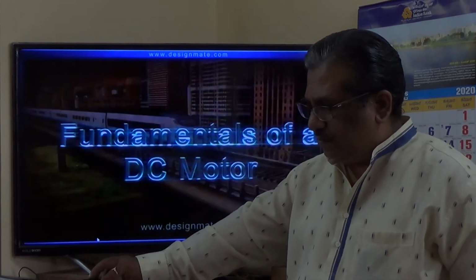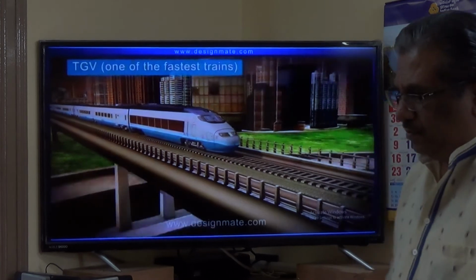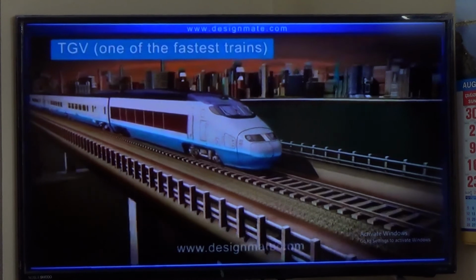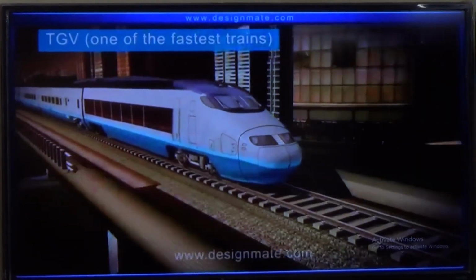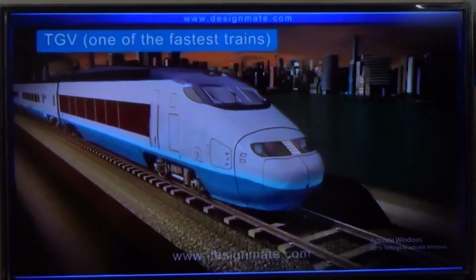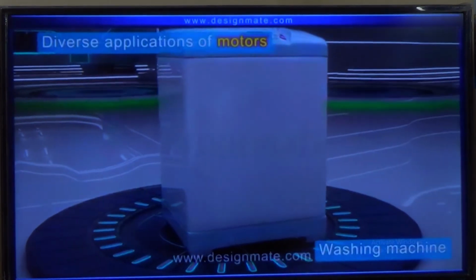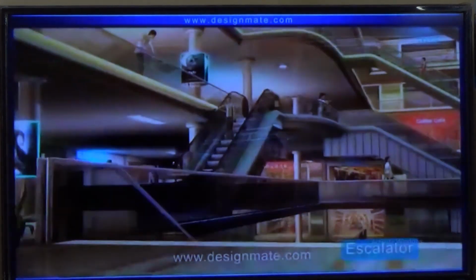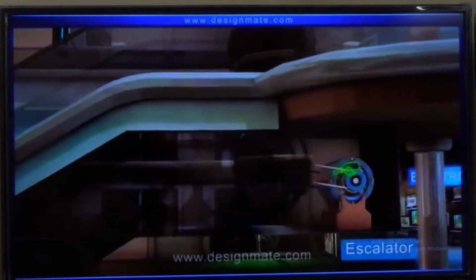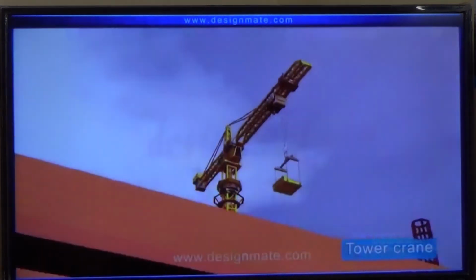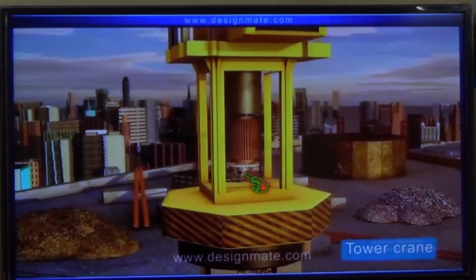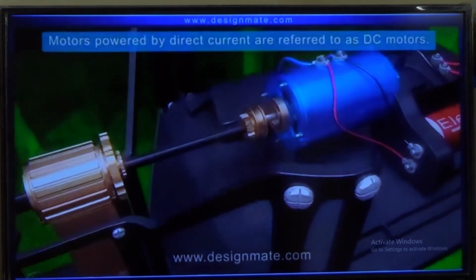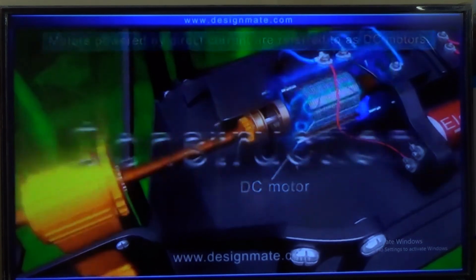Fundamentals of a DC motor. Did you know the secret behind the mind-boggling speed of TGVs, one of the fastest trains in the world? It is the use of electric motors, not only in the transport sector. Electric motors find their application in areas as diverse as household appliances, commercial complexes, in devices used for lifting and moving objects, and even in toys. Motors powered by direct current are referred to as DC motors.